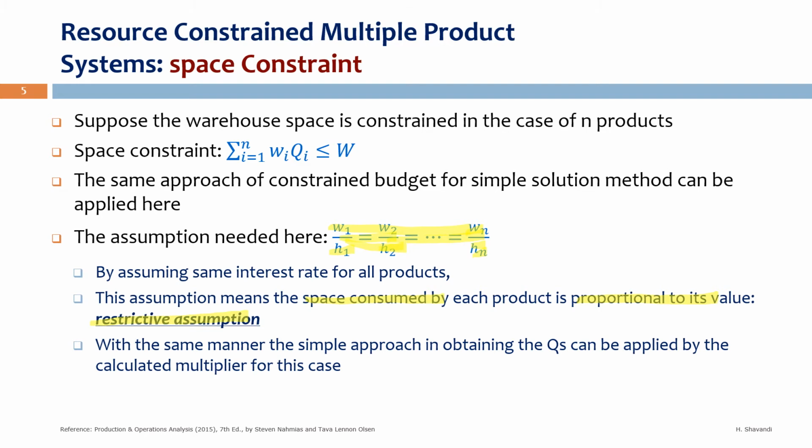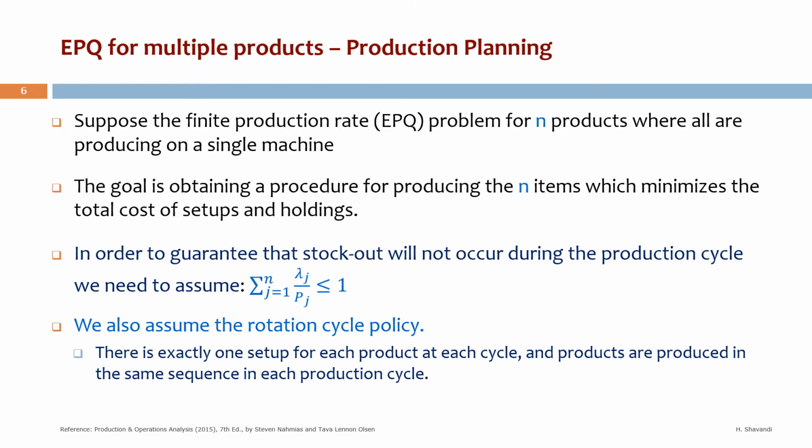Okay. So as the last model of this chapter, or lecture 1, let's consider the EPQ model with multiple products. Here we assume that we have a single machine and n products, and all n products can be produced by that single machine.